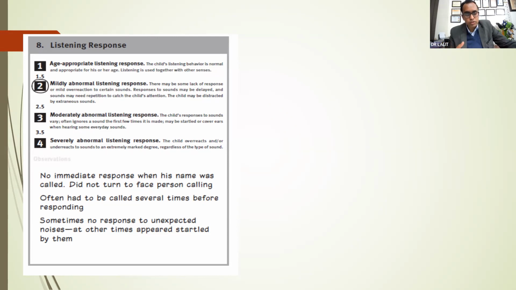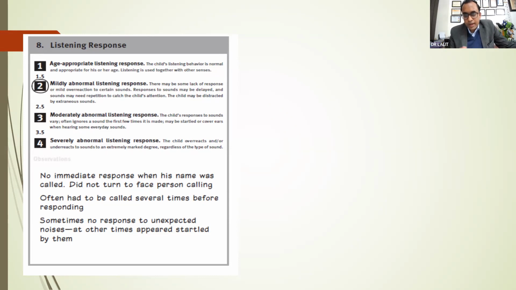If we go to the score of 3, what does it say? The child's responses to sounds vary, often ignoring a sound the first few times it is made, may be startled or cover ears when hearing some everyday sounds. One thing is very clear: in a score of 3, the child will be covering his ears when an unusual or loud sound is heard. Probably this was not there in this child, and there was no such observation.